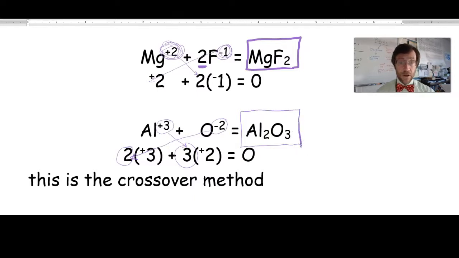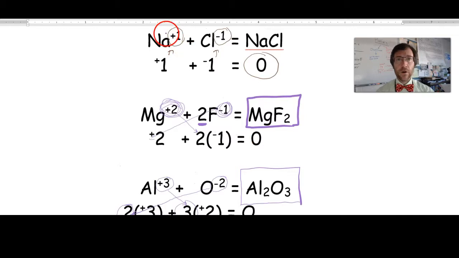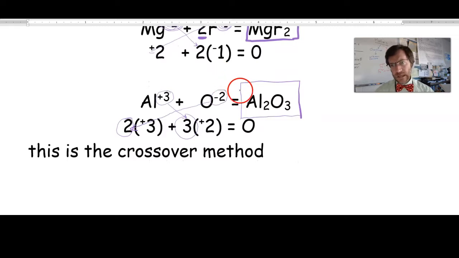And this is what we call the crossover method. It's a shortcut to writing a chemical formula if it's not really super straightforward. Like sodium chloride is pretty straightforward: +1, -1, you only need 1 each. But when charges start to get a little messy, the easy thing to do is the charge of your positive becomes the subscript of your negative, and then the charge of the negative becomes the subscript of the positive.